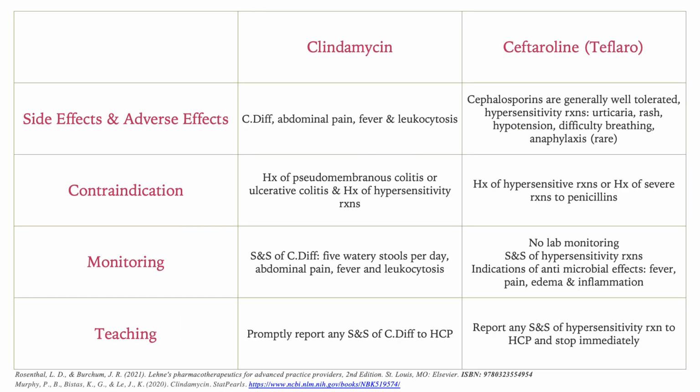On this slide, we have the last two drugs recommended by the Infectious Disease Society of America to treat MRSA in combination with vancomycin, or as said before, as second-line treatment. To begin, we have clindamycin, whose side effects include C. diff, abdominal pain, fever, and leukocytosis, watery diarrhea, etc. It is contraindicated with a history of pseudomembranous colitis or ulcerative colitis, or if the patient has a history of hypersensitivity reactions to this drug.